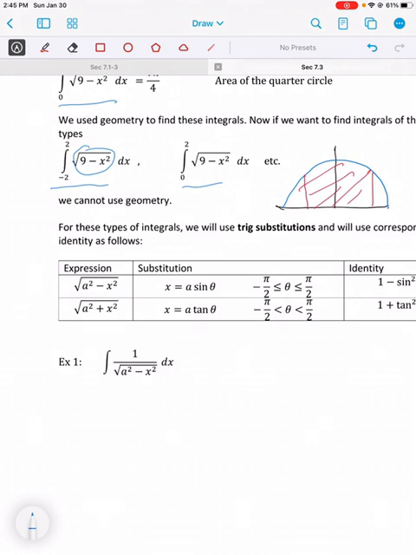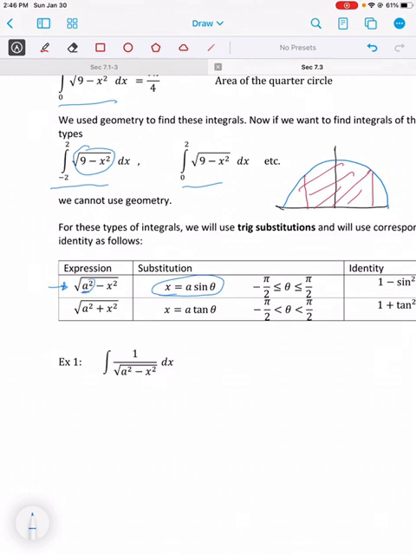So what are those trig substitutions? Basically it says whenever you have an expression of this kind where you have a square root and under the square root you have the quantity a squared minus x squared, then you will use this substitution, which is what we call the trig substitution. So we are converting x into the new variable theta. We take the substitution x is equal to a sine theta.